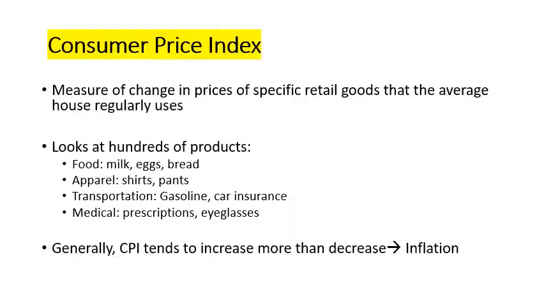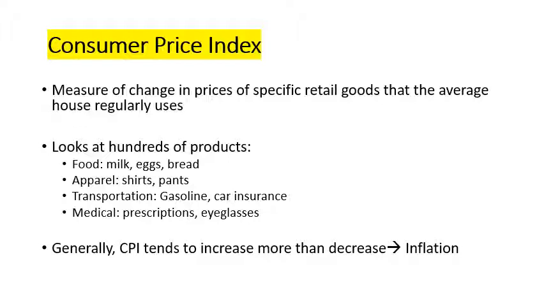So our final economic measure is the consumer price index. Okay, the consumer price index is a measure of change in prices of specific retail goods that the average household regularly uses. Okay, so what this means is there are people that go out and they measure the price of lots of different products. Okay, and then they compare the total prices to what the prices were in the past, and they see whether or not the prices have gone up or whether maybe they've gone down. Okay, and then that's the consumer price index. It's a measure of how much people are paying for the things that they regularly use.